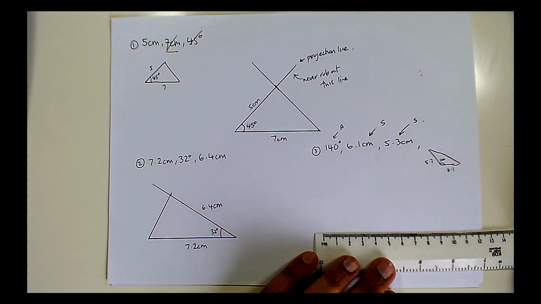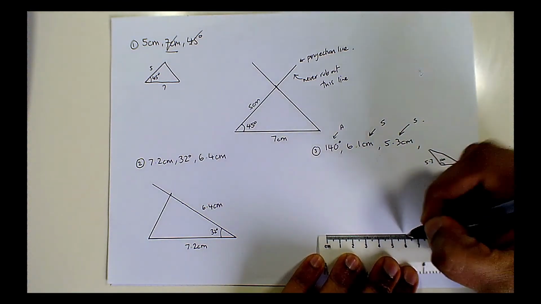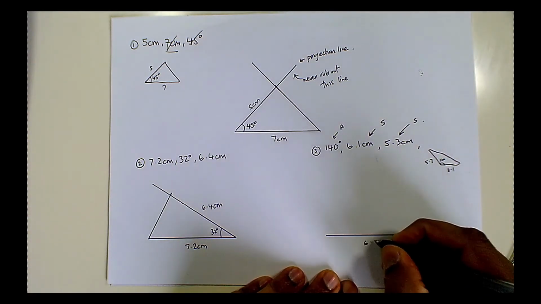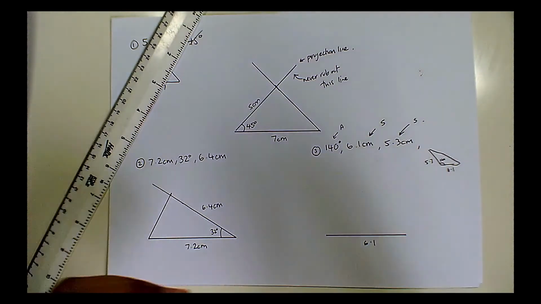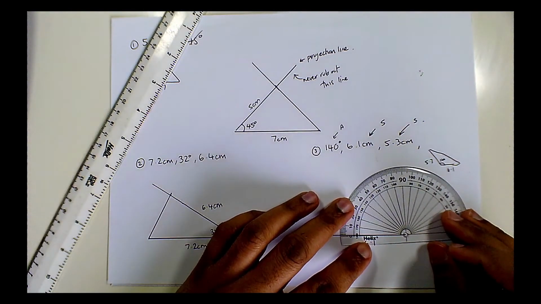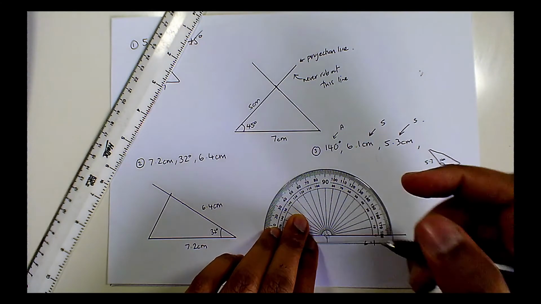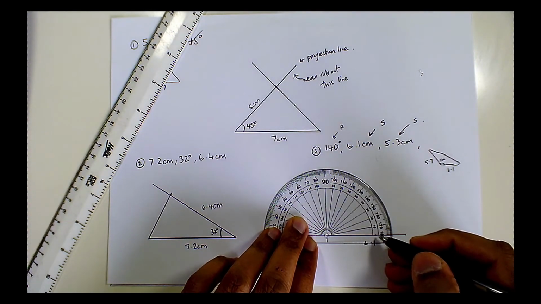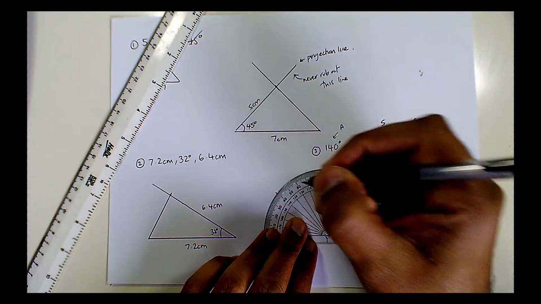So again, I'm going to mark my length of 6.1 centimeters and give that a quick label. And then the next thing I've got to do is measure the angle, which in this case is 140. Again, I'm going to go for 140 on this side. So again, 0 is on my baseline, and I'm just going to be using the inside numbers to find 140, which is there.